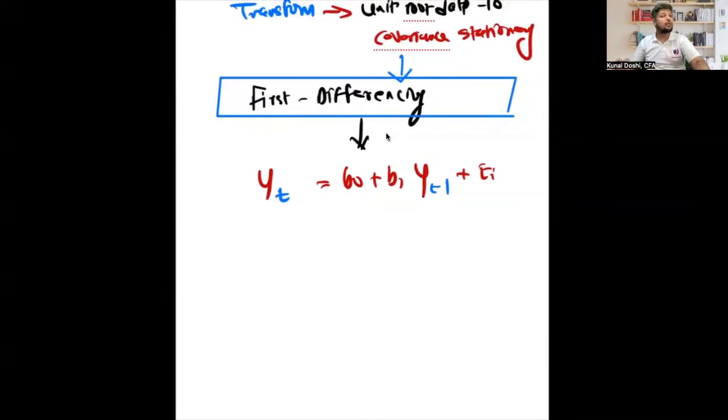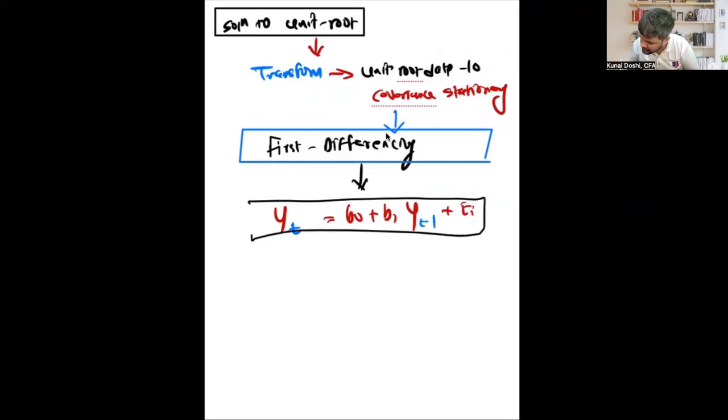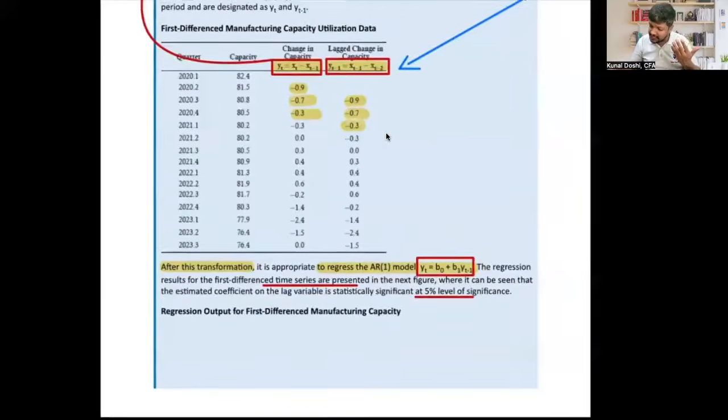And under this model, why is this model covariance stationary? Well, it is covariance stationary because it does not have a unit root. So this is going to be the solution to my unit root problem: we need to transform the non-covariance stationary data into covariance stationary data. So eventually our model will be this. Now, again, we need to first prove it, or we need to test it.